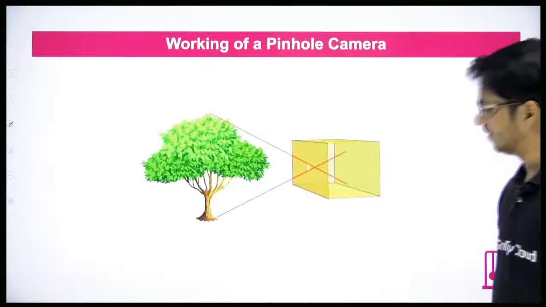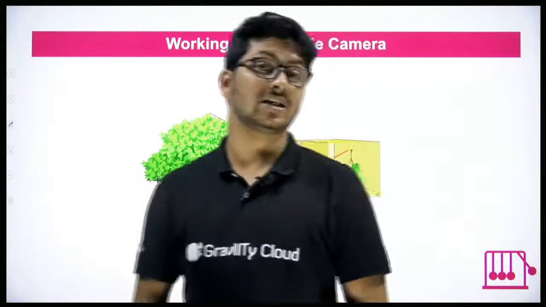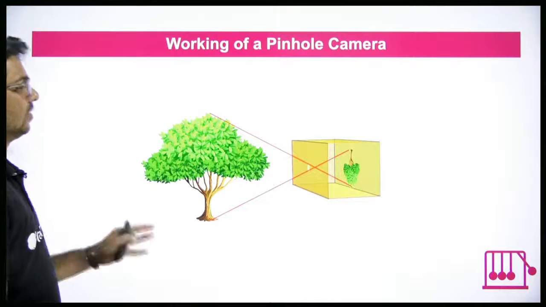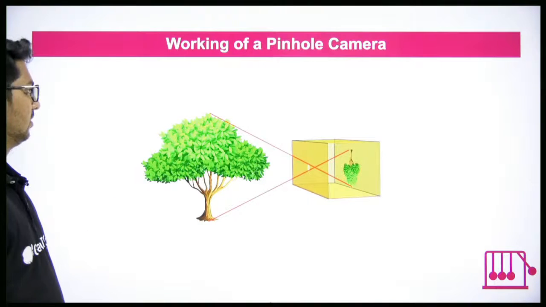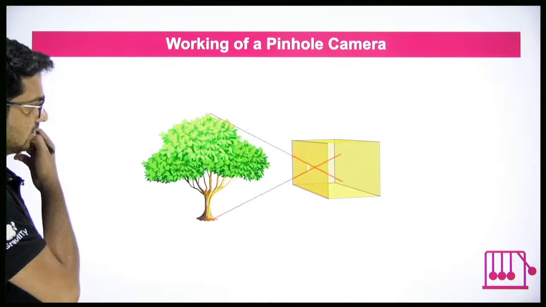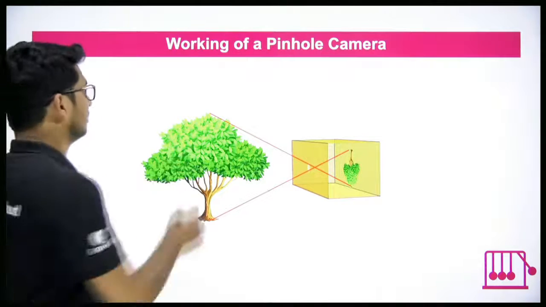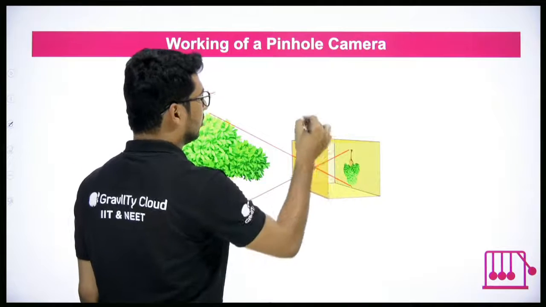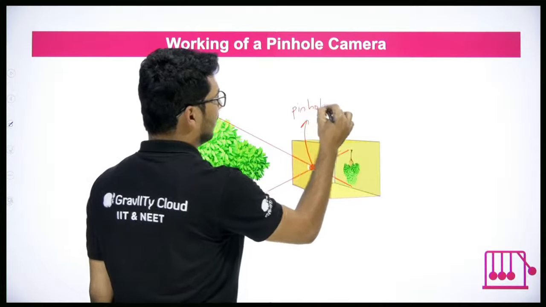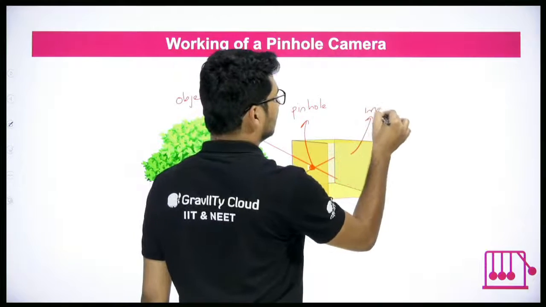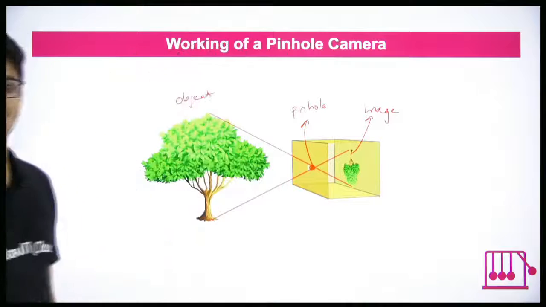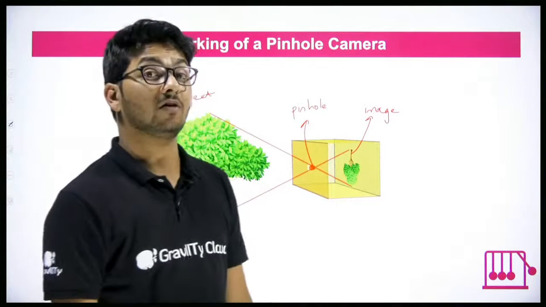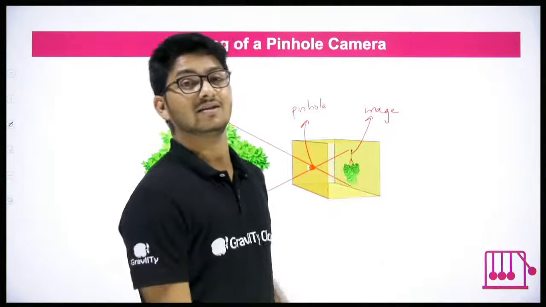Let's continue. So how does a pinhole camera work? How do we get the image? That's the question. The animation shows us the working. See, this is the object. Here you have a small pinhole. And here you have the image. Image is formed on the screen.